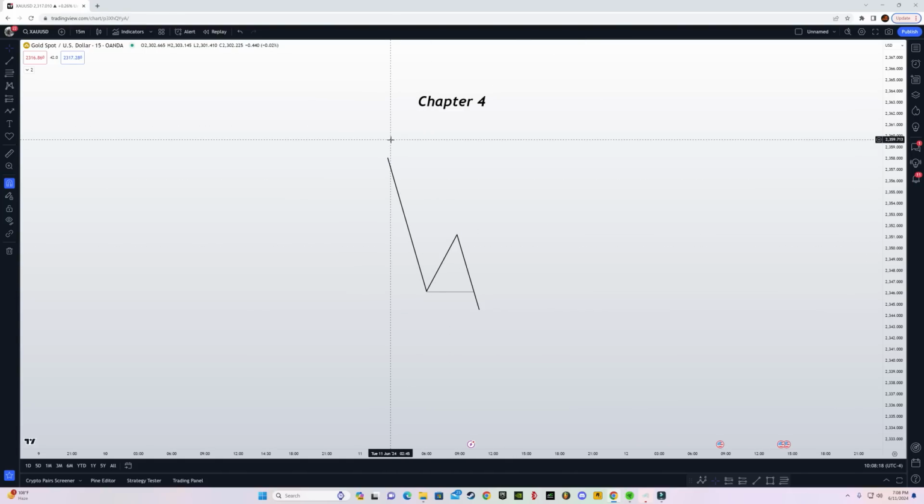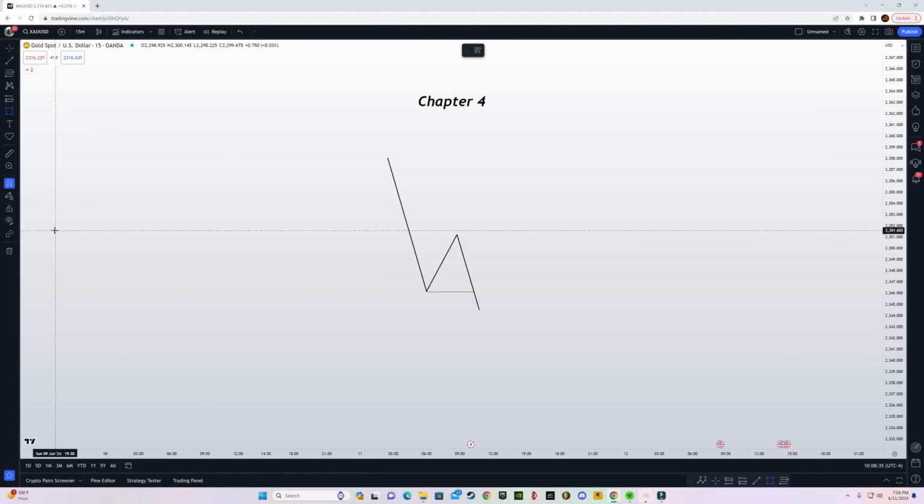The first way is I use the ERL to IRL method. On the daily time frame, I'm looking for price to take out any form of ERL, so basically any low or high. In this case, you can see that this low was taken out.